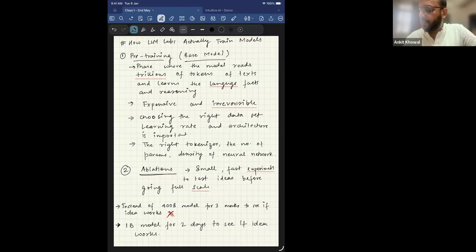What I mean by this is, during the pre-training phase, let's say you want to test an idea. You will not go in and test that idea with a 400 billion parameter model for 3 months. You will take a small part of the model and just train it for 2 days and try to see the output, whether it's coming out correctly or not. Similar to programming or any other thing.